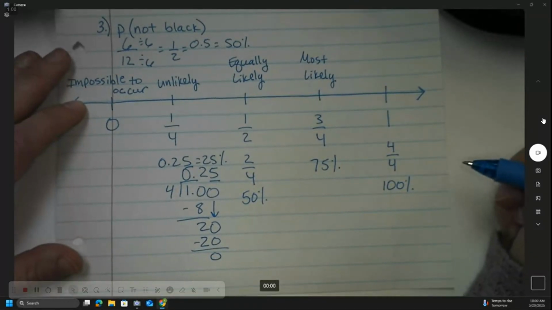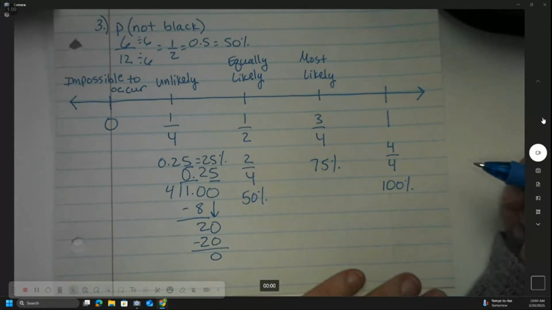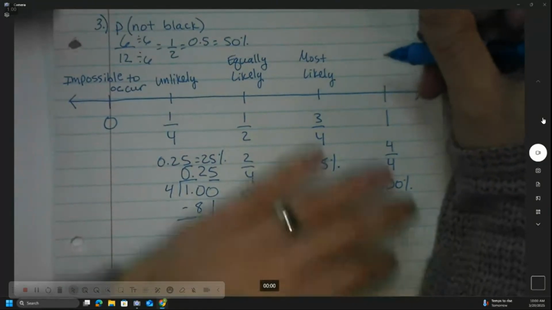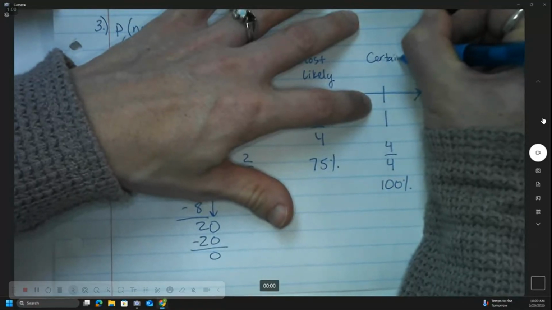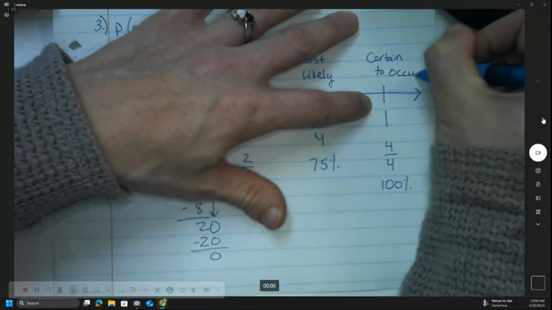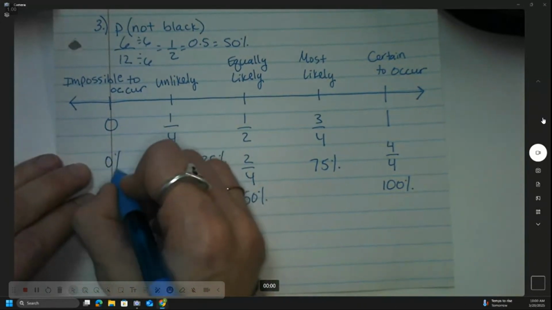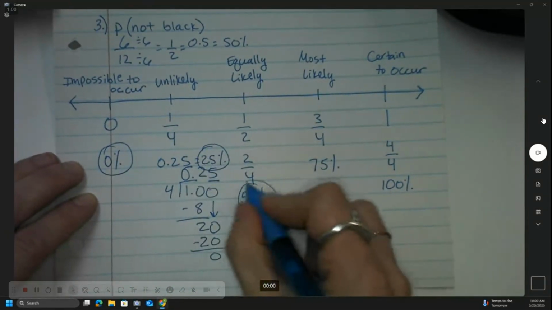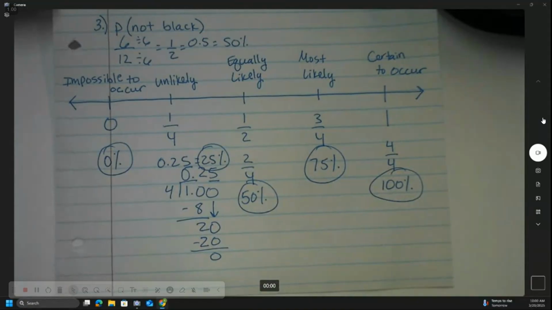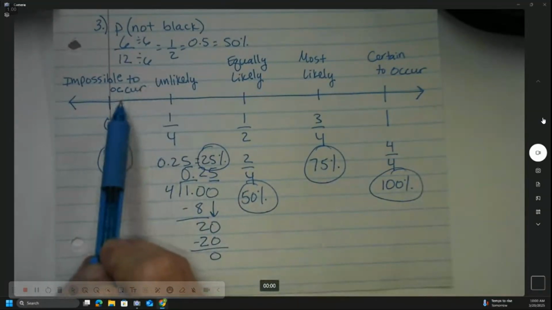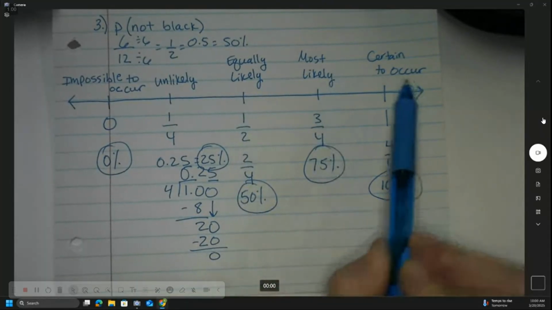Now, if you have a 100% chance, okay, I always think of the weather sometimes, and you look outside your window right now, and if it's raining, well, it's a 100% chance that it's raining because it is right now. Okay, so certain to occur. It's 100% going to happen. Certain to occur. So you're going to see this terminology that you're going to have to use to identify these benchmark fractions, they're called. Okay, so we have a 0% chance, 25% chance, 50% chance, 75% chance, and 100% chance using this terminology: impossible to occur, unlikely, equally likely, most likely, and certain to occur.